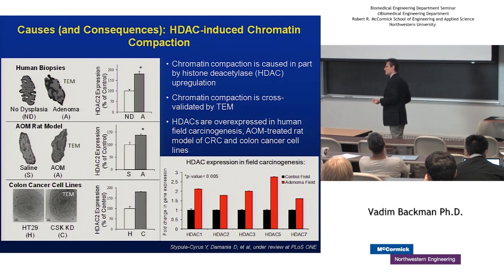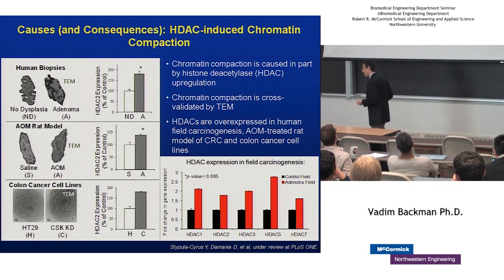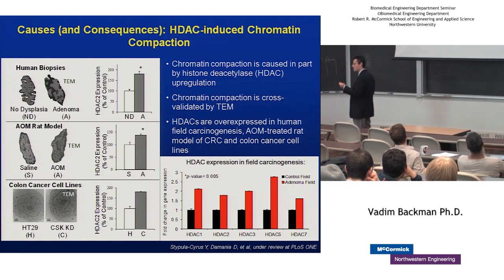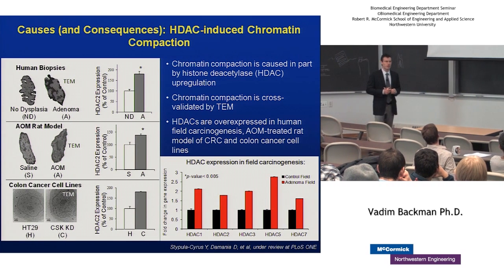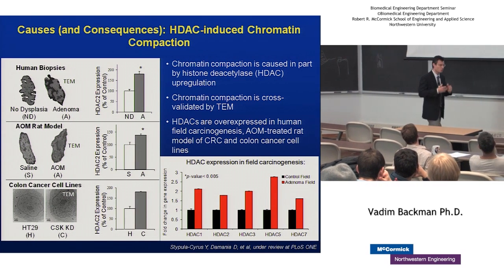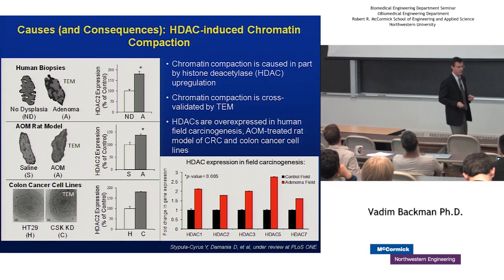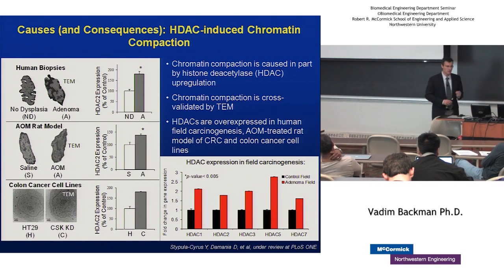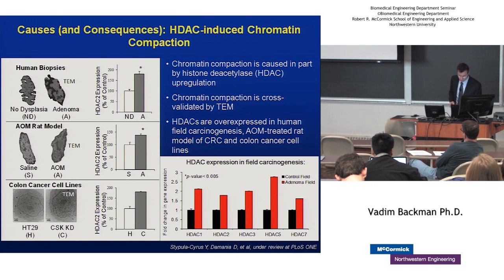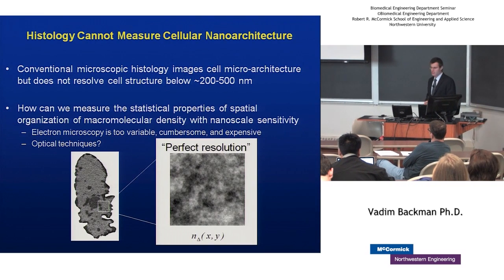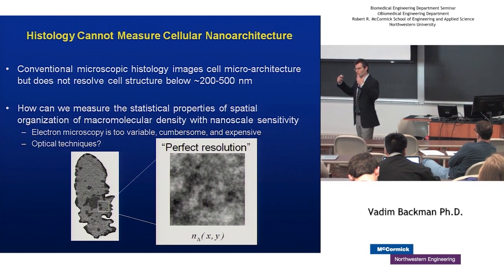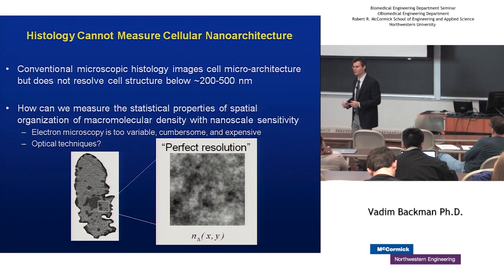One of the reasons this chromatin is clumped is molecular mechanisms, the upregulation of HDAC, histone deacetylase. That is a well-known chromatin compactor. And we found that HDACs are upregulated, again, in field carcinogenesis, in humans as well as animal models. Now, what we would like to do then is to look at the chromatin at nanoscale and look at the clumping as a marker of field carcinogenesis.